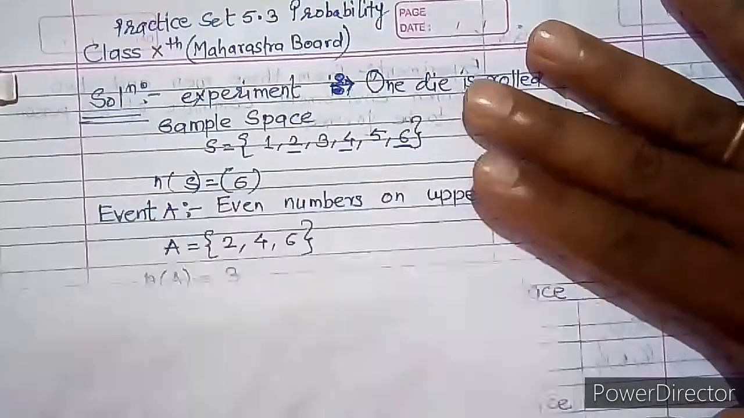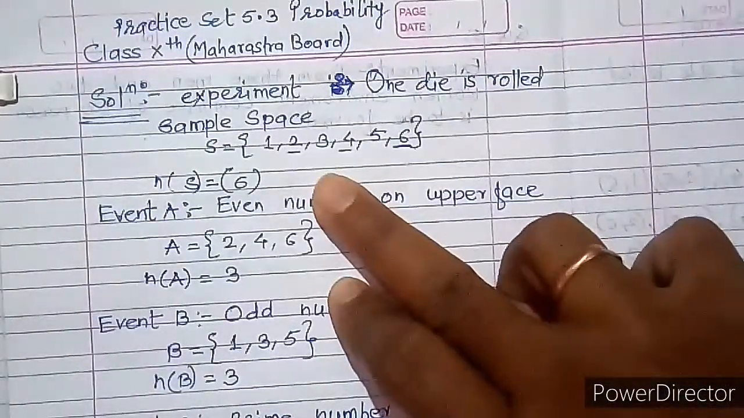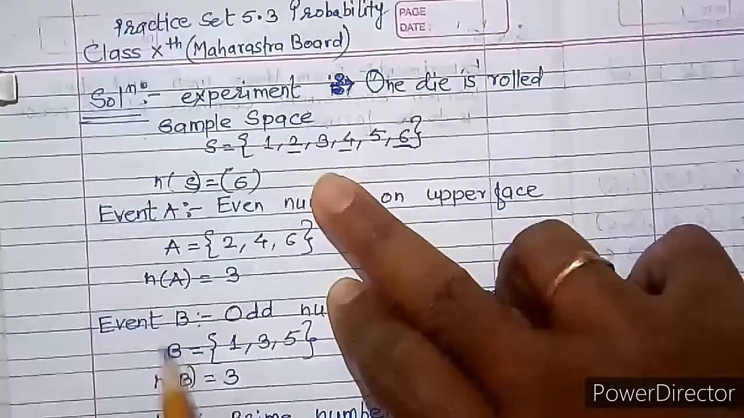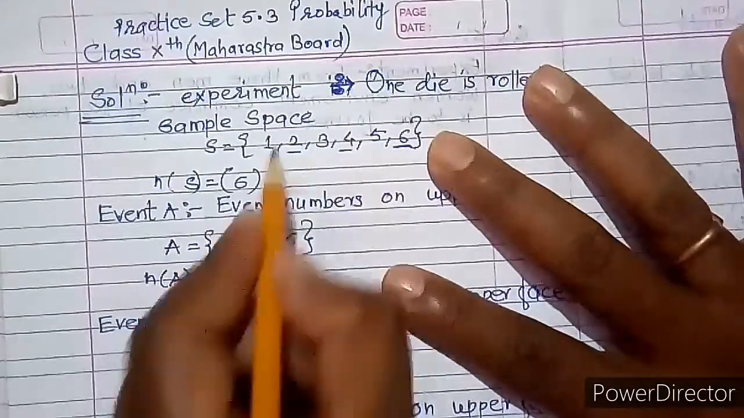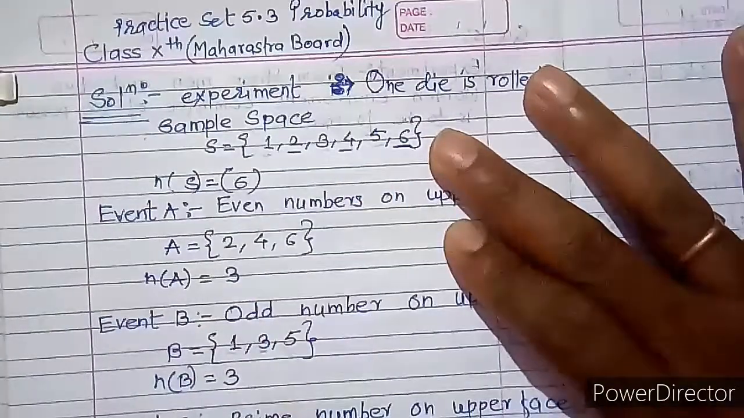Such numbers we have to take from the sample space S. From the sample space S we have to take the odd numbers. Here 1 is an odd number, write 1 here. 3 is an odd number, write 3 here. 5 is an odd number, write 5 here. Now the total elements in B are 3, that's 1 2 3. That's why n of B, the number of elements in B, is 3.